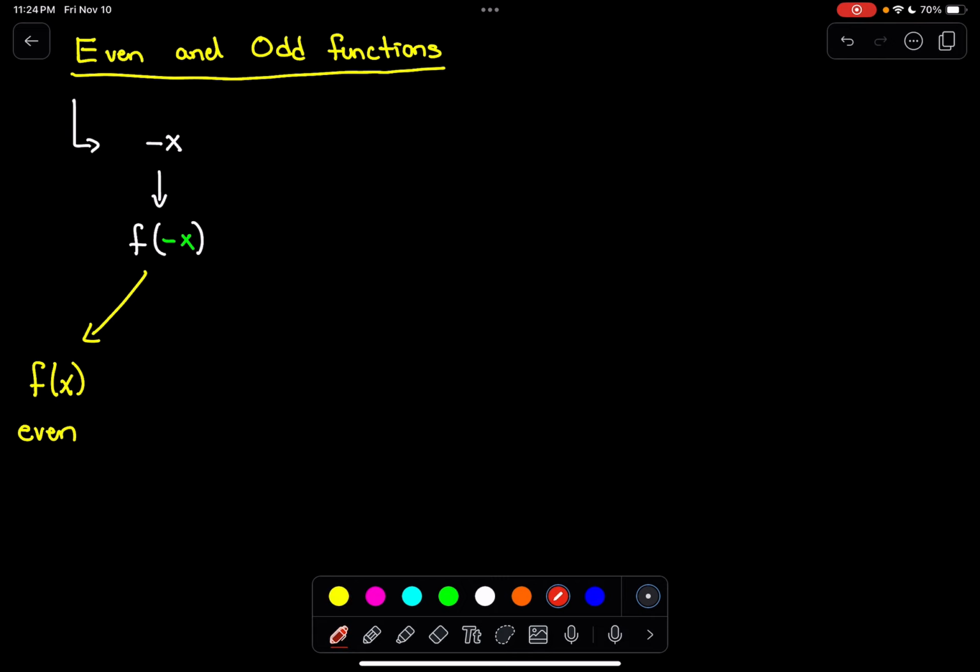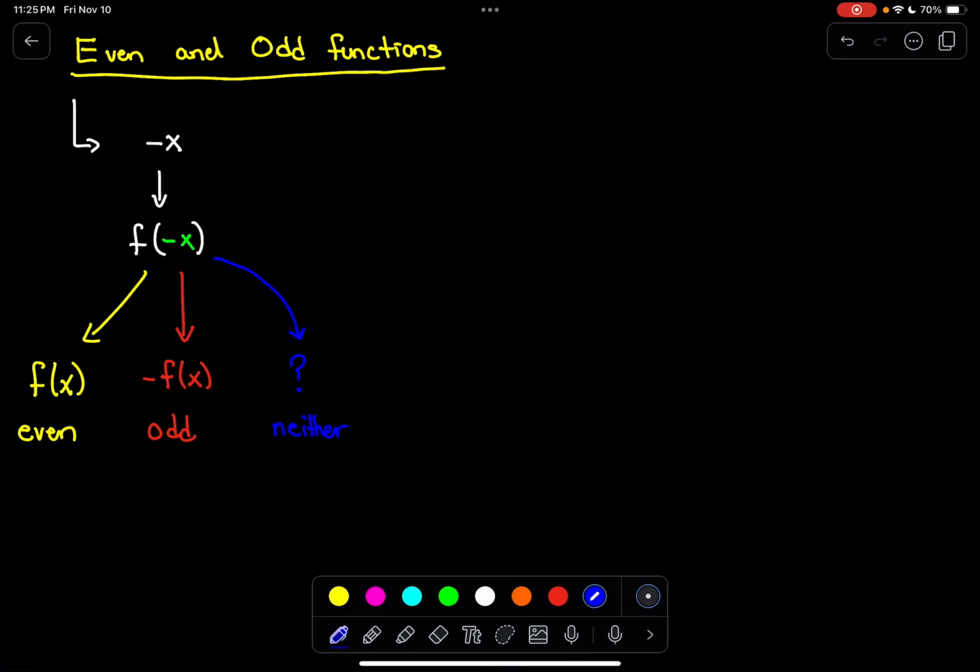Okay, another thing that could happen is if we put in a negative x here and we get out negative of what we would have gotten if we put in the positive version of x, and that is what we call an odd function. And then something else could happen, which is we get out some random output that doesn't have any special property, in which case we just say the function is neither even nor odd.